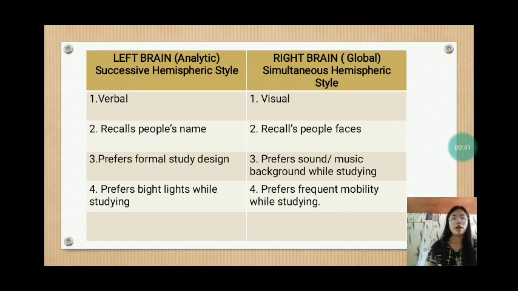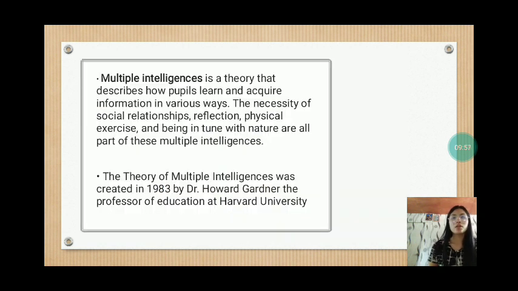Next, number 4, a left brain person prefers bright lights while studying, while a right brain person, or simultaneous hemispheric style, prefers frequent mobility while studying.